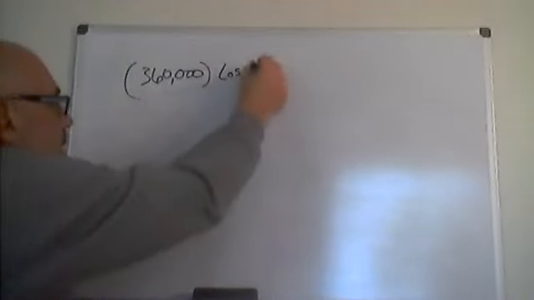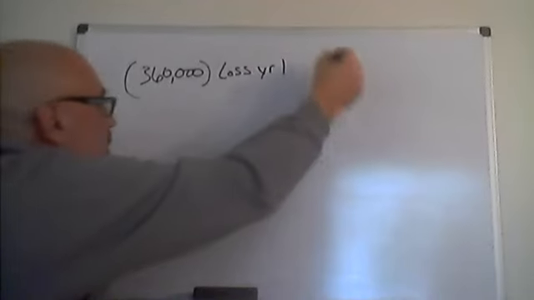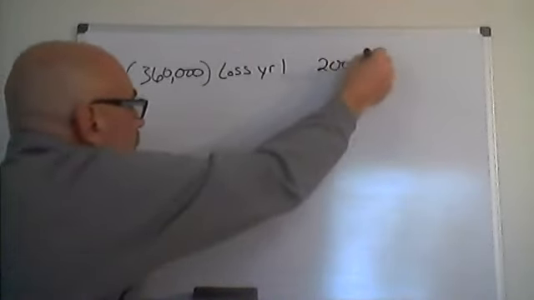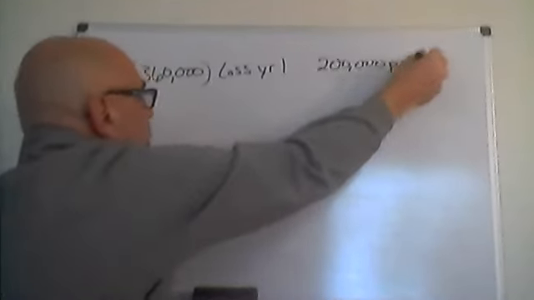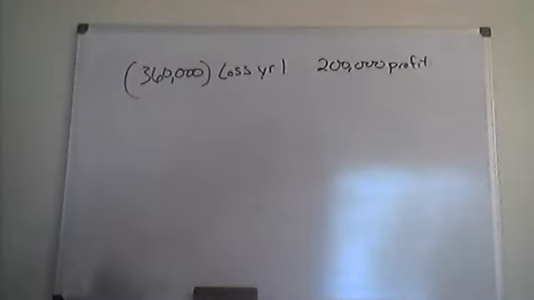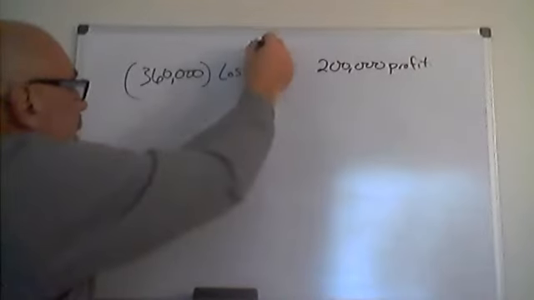So net operating loss, remember, a company has a $360,000 loss in year 1 and $200,000 profit in year 2. Okay, so here's our example with a tax rate, as we've been doing, of 25%.